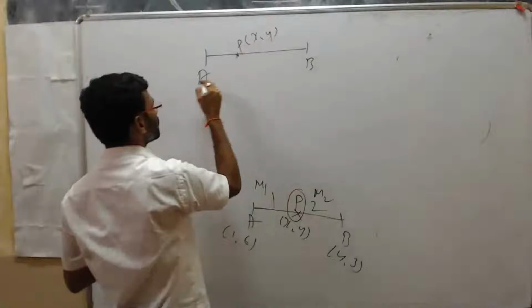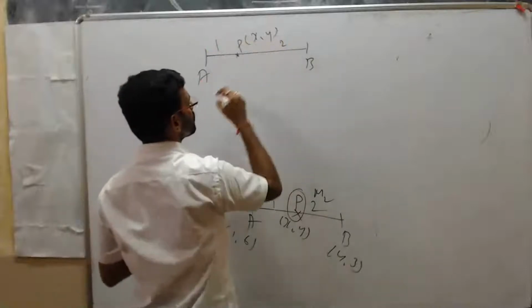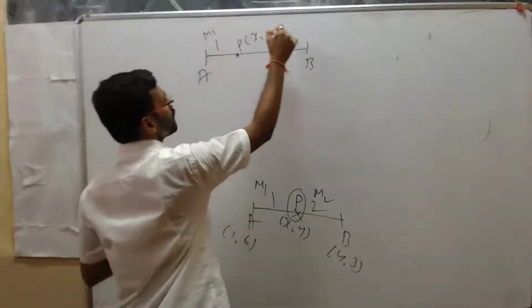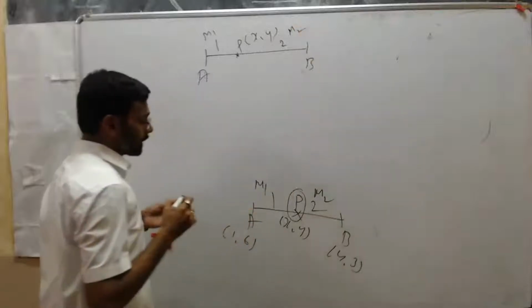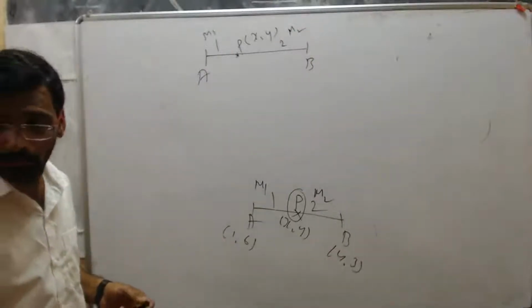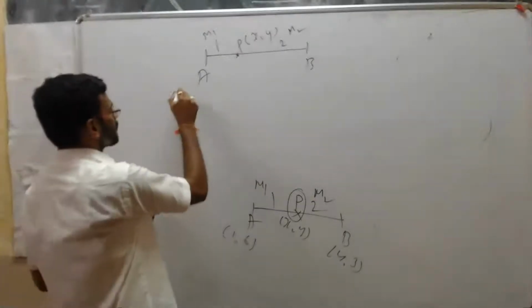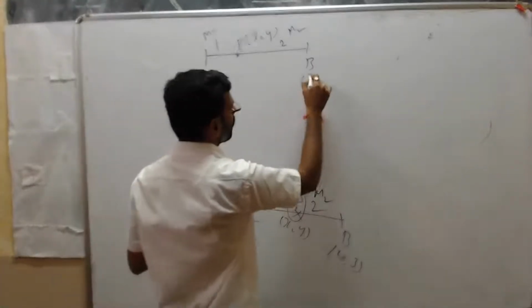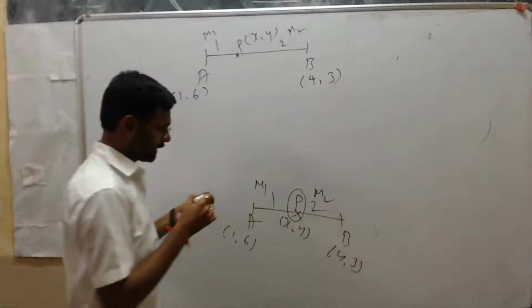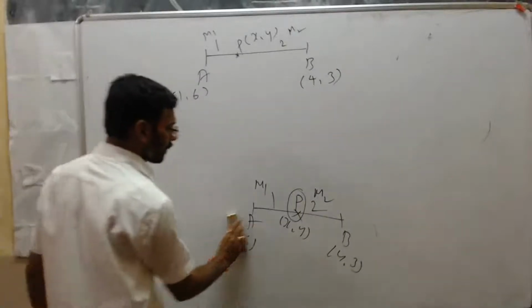We have to find the coordinates of P in the ratio 1 is to 2. Here 1 is m1 and 2 is m2. 1 is to 2 means it is not a midpoint. If it were 1 is to 1, then yes, it is a midpoint. The coordinates of A are (1, 6) and the coordinates of B are (4, 3).